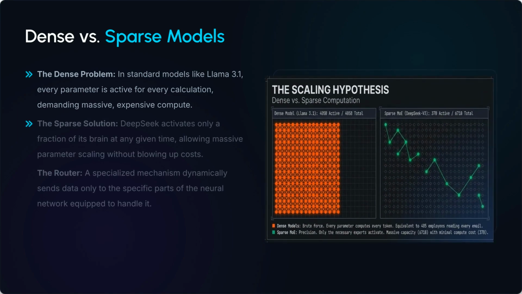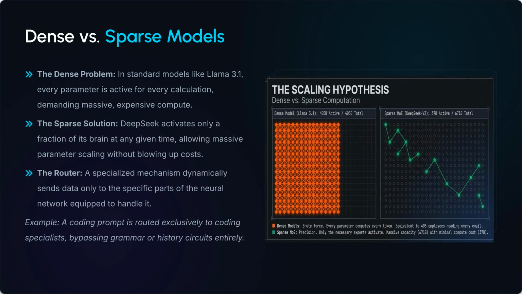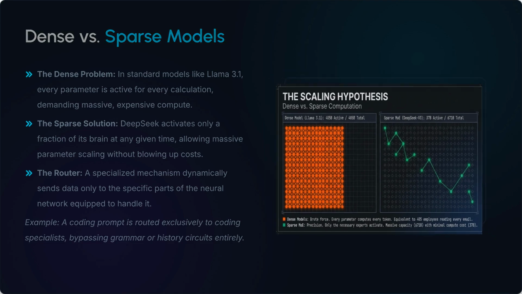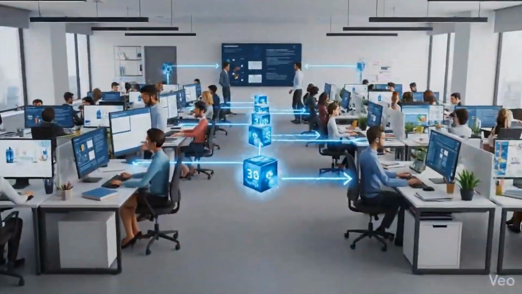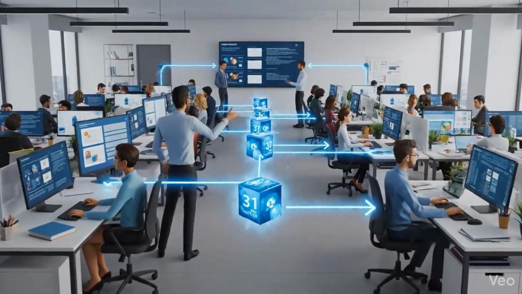DeepSeek uses a sparse model solution to tackle the dense problem of standard models like Llama 3.1. While dense models activate every parameter, DeepSeek activates only a fraction of its brain, using a specialized router to send data only to the specific parts of the neural network equipped to handle it. Dense models activate all parameters every time, but sparse models route tasks to only the experts who need them.